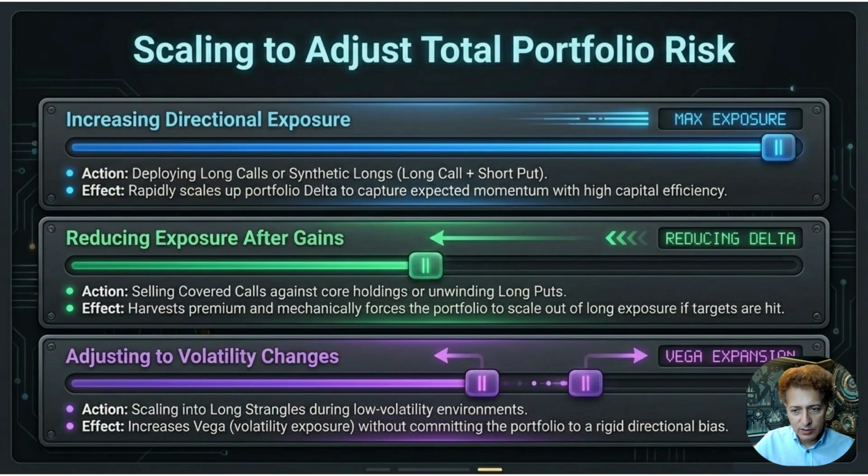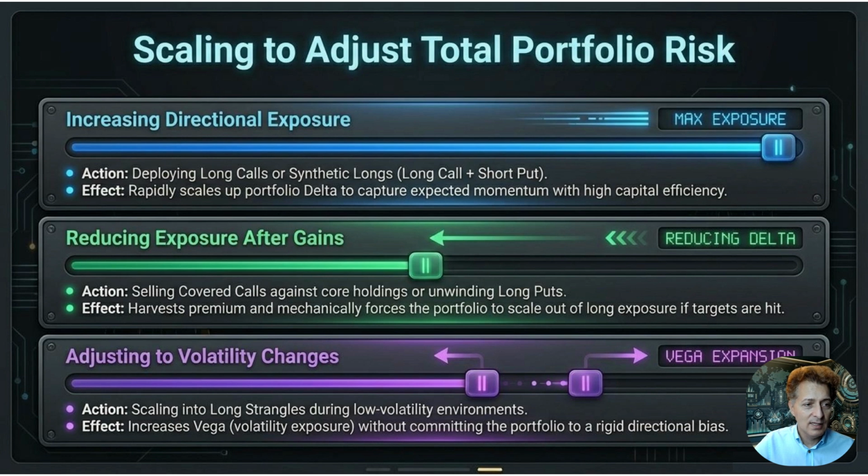Depending on market conditions, we should be ready to increase directional exposure, assuming that we have capital available. We should be ready to reduce exposure as well. We should also be ready to adjust volatility gains, right? So what I just mentioned a moment ago was an example of that.